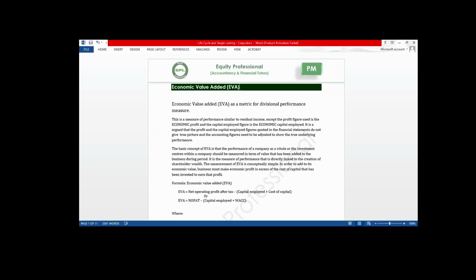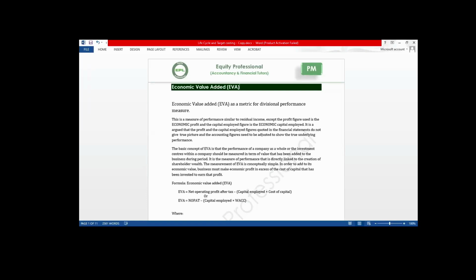Let's continue. Look at the last point I've added. Economic value added is directly linked to the creation of shareholders' wealth. So this method of evaluating performance is superior to residual income and is superior to return on capital employed because it uses value, not accounting profit.